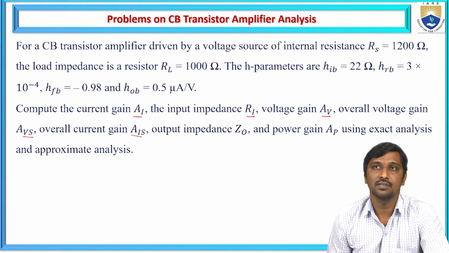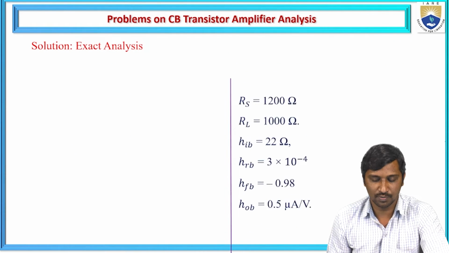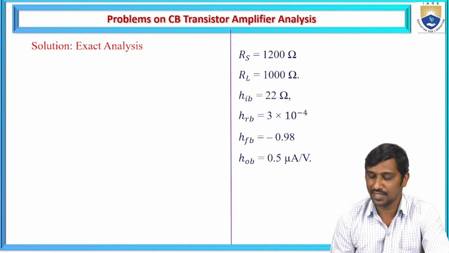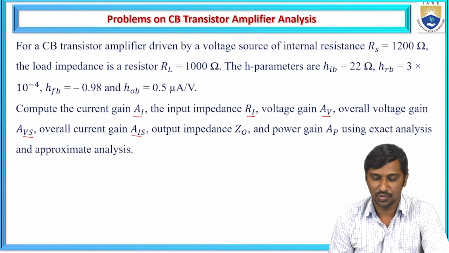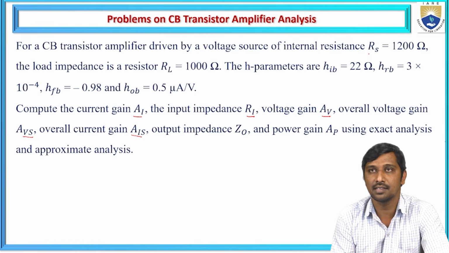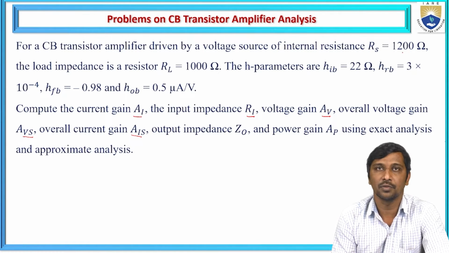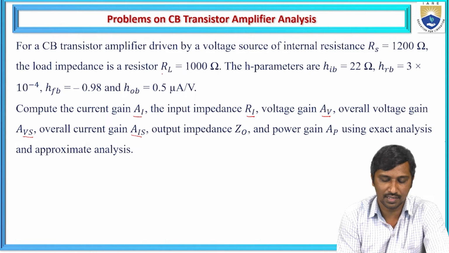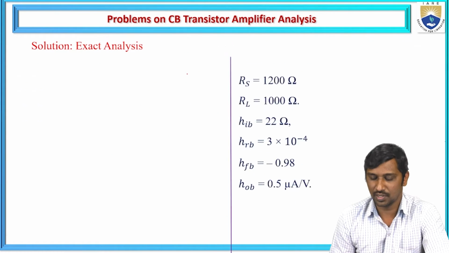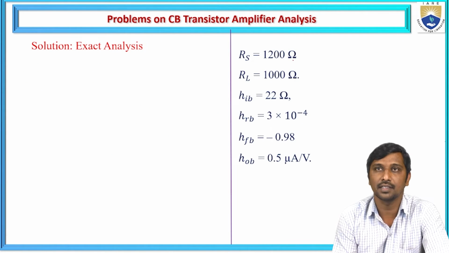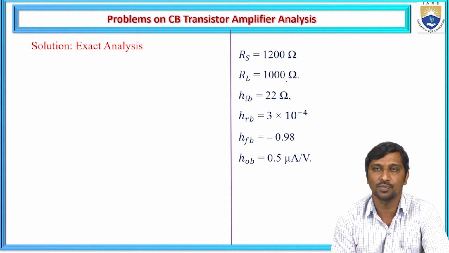Before going to this, first I am going to specify the given specifications. If you observe the problem statement, the internal resistance, also called the source resistance, RS, is 200 ohms, and the load resistor RL is 1000 ohms. Hence here I represented the source resistance as 200 ohms and the load resistance as 1000 ohms.